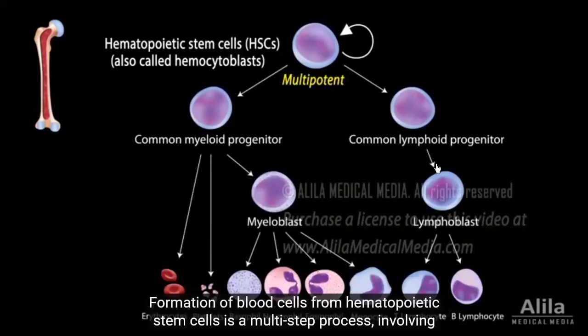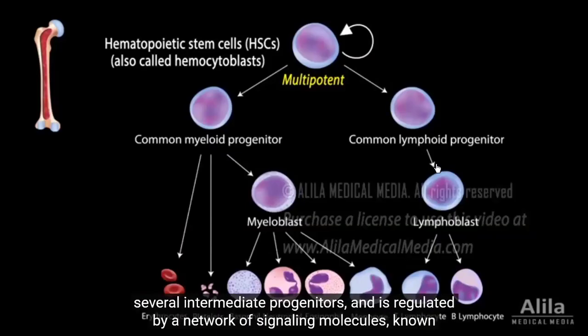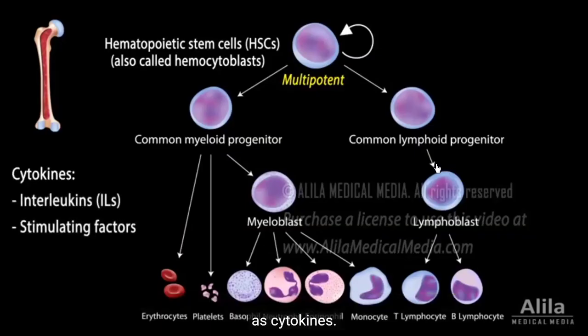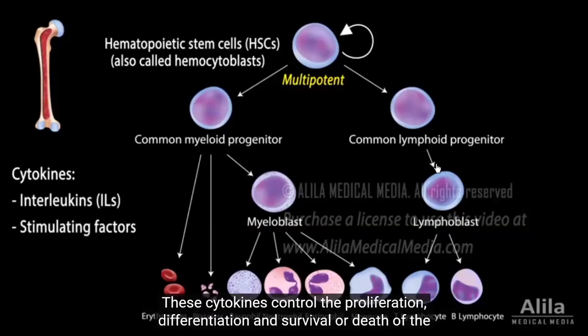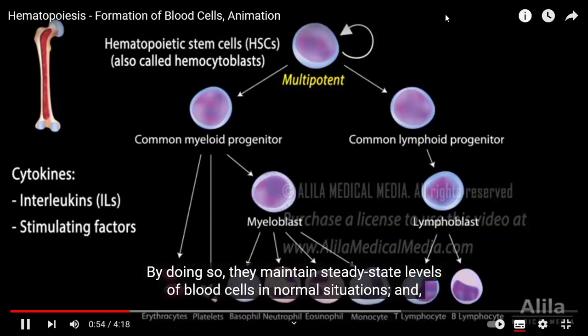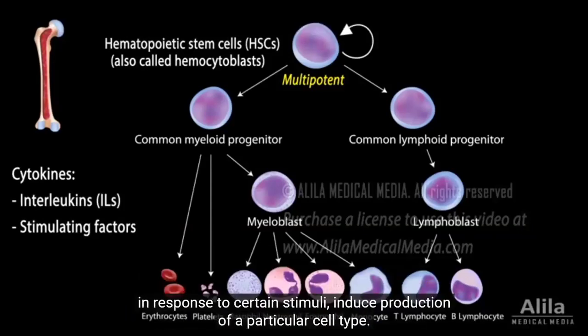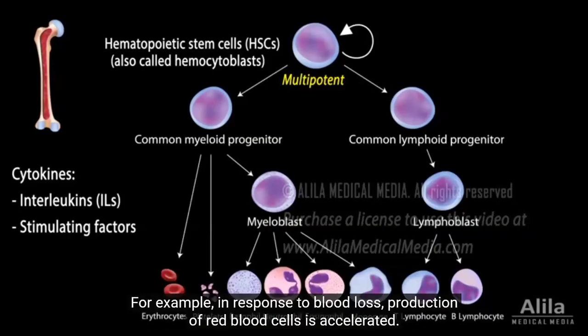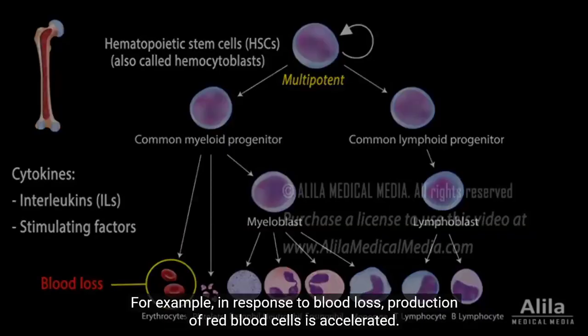Formation of blood cells from hematopoietic stem cells is a multi-step process involving several intermediate progenitors and is regulated by a network of signaling molecules known as cytokines. These cytokines control the proliferation, differentiation, and survival or death of the various progenitors. By doing so, they maintain steady-state levels of blood cells in normal situations, and, in response to certain stimuli, induce production of a particular cell type. For example, in response to blood loss, production of red blood cells is accelerated.